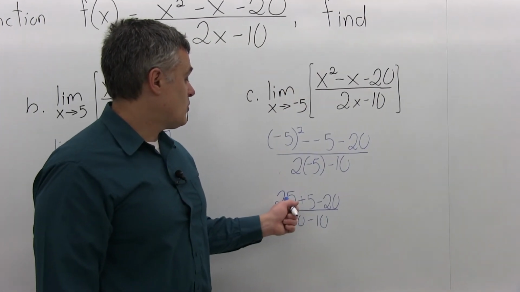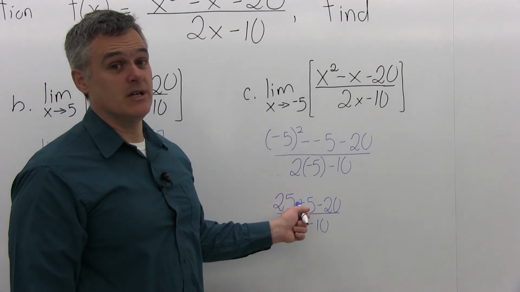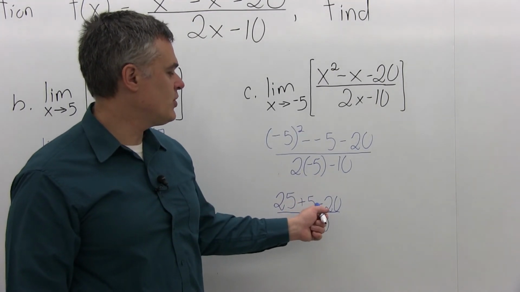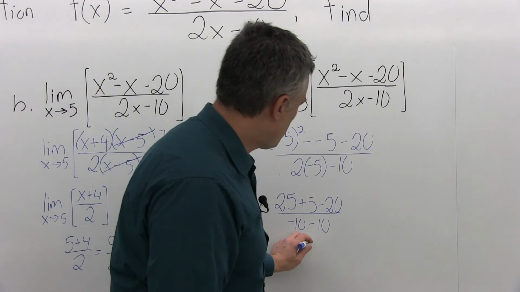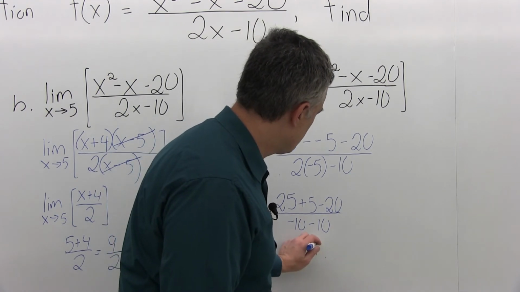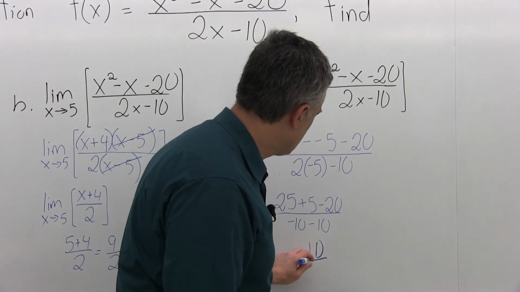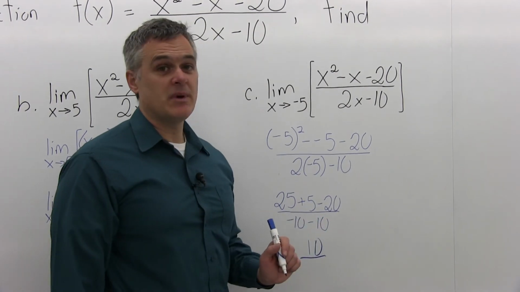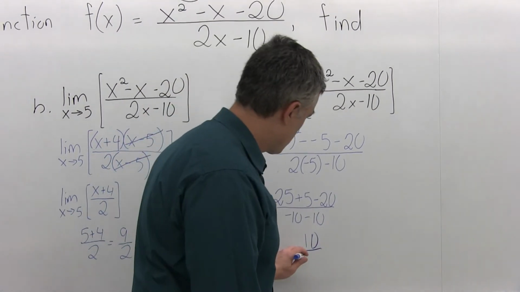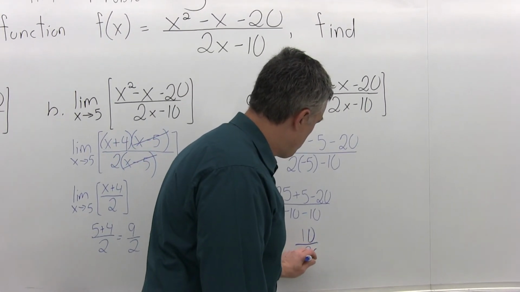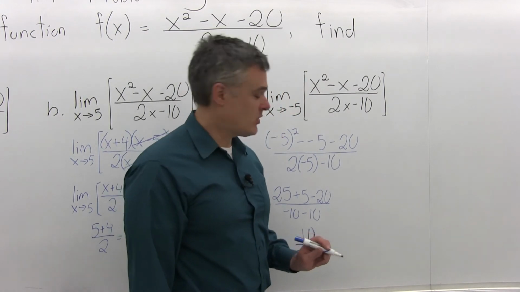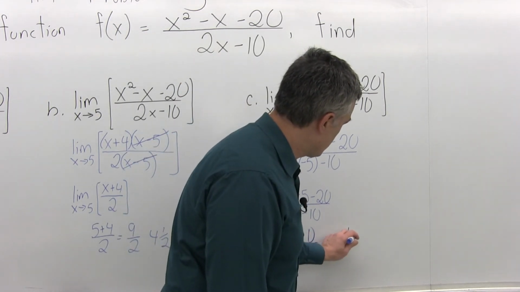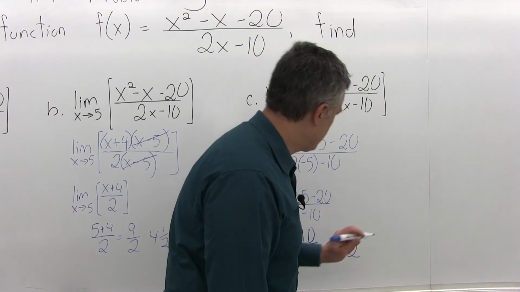So on top, 25 plus 5 is 30. 30 minus 20 is positive 10. And in the denominator, negative 10 minus 10 is negative 20. Positive 10 over negative 20 is negative 1/2.